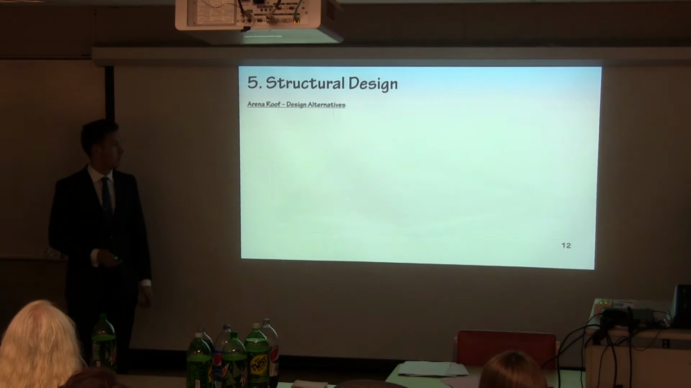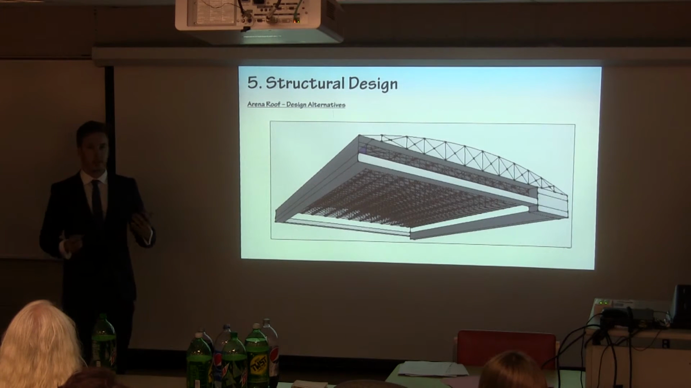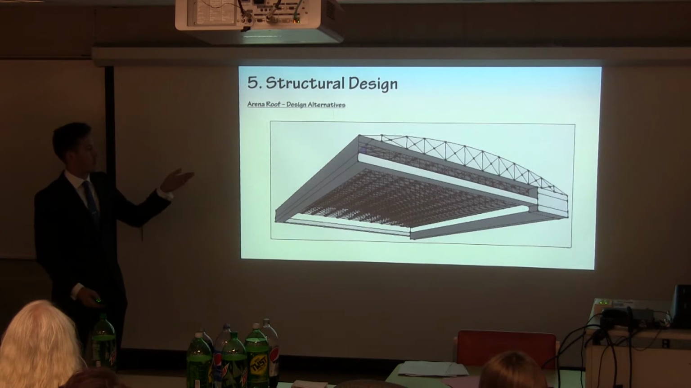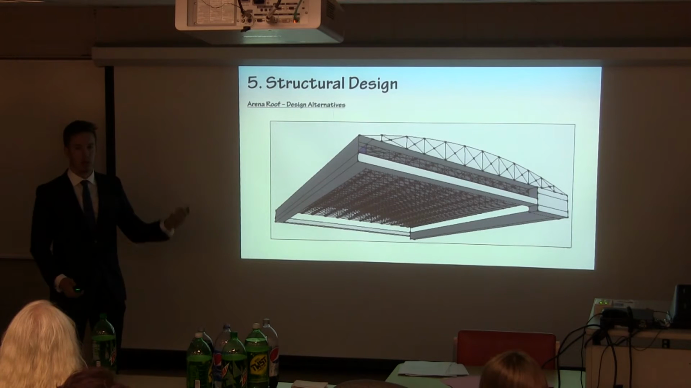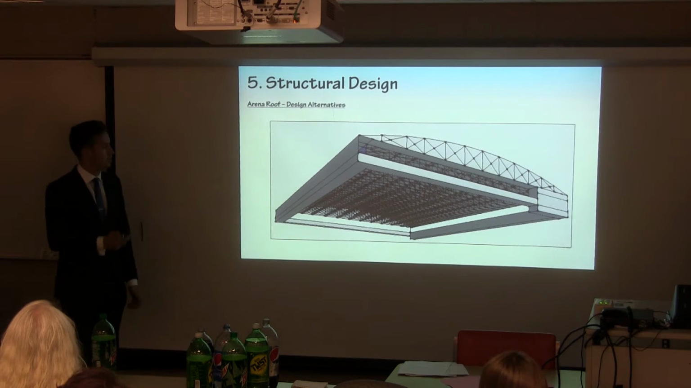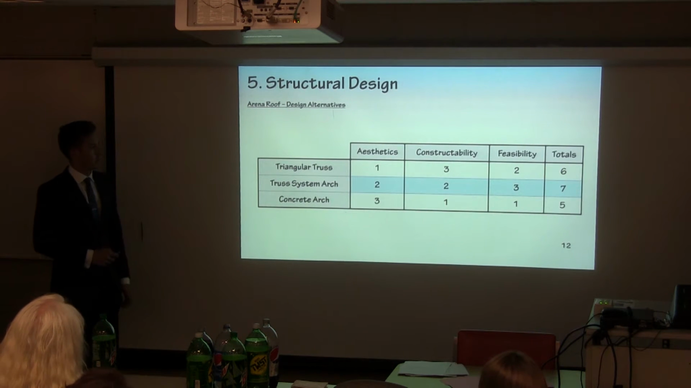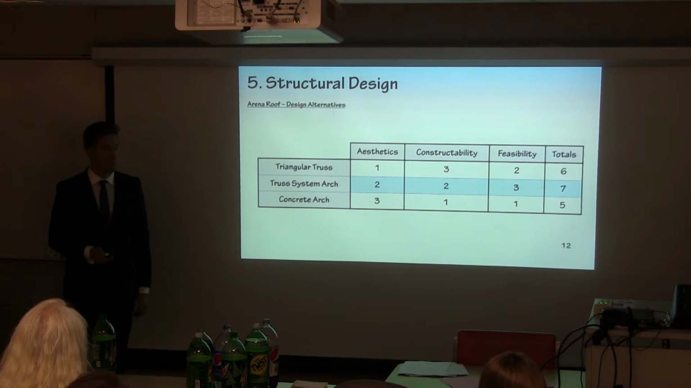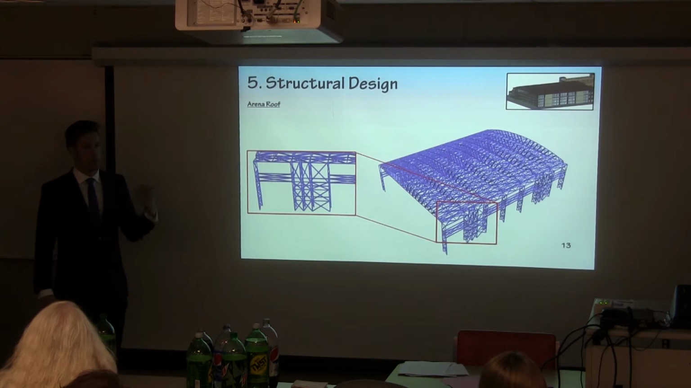So what we did was to combine both alternatives and create a truss system, but with an arch shape. So we can keep both the aesthetic requirement as well as the ability to support such big wind loads. So here we have the decision matrix, and as you can see, the truss system arch fits over the two other alternatives.